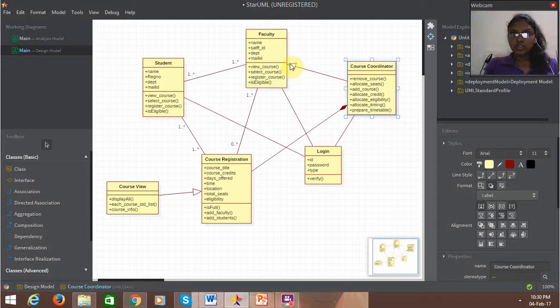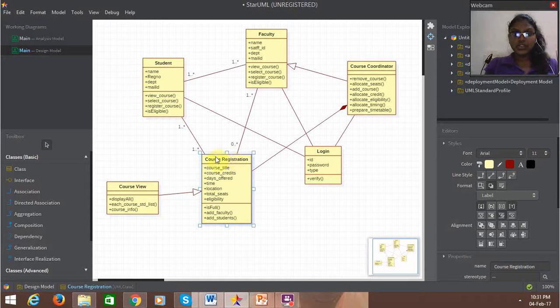You see, course coordinator is inheriting all its properties from faculty, because a course coordinator is also a faculty. So all these attributes would be inside course coordinator. Along with that, he has additional functions such as remove course, allocate seats, allocate credit, allocate eligibility, prepare timetable, and so on. This is the login class, which will have ID, password, and type as its attributes, and only one function to verify whether such a user exists in the database of the system.